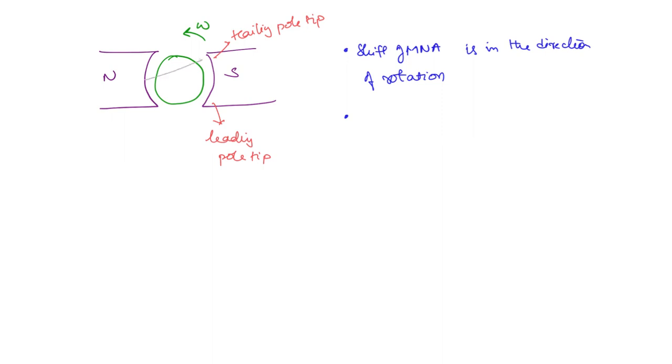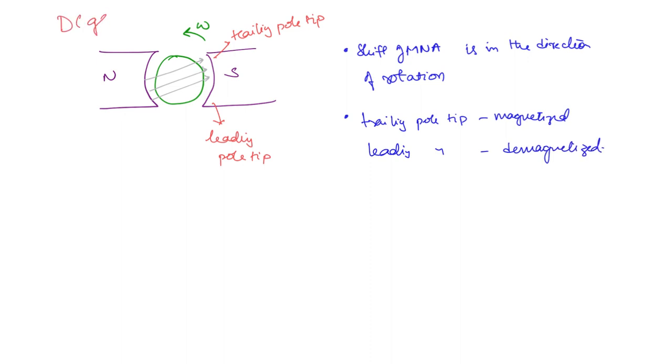Now the resultant flux was like this, right? So now what is happening? This trailing pole tip is getting magnetized additionally while the leading pole tip is getting demagnetized. So the trailing pole tip is magnetized, whereas the leading pole tip is demagnetized. So this is for the DC generator that we have been discussing till now.